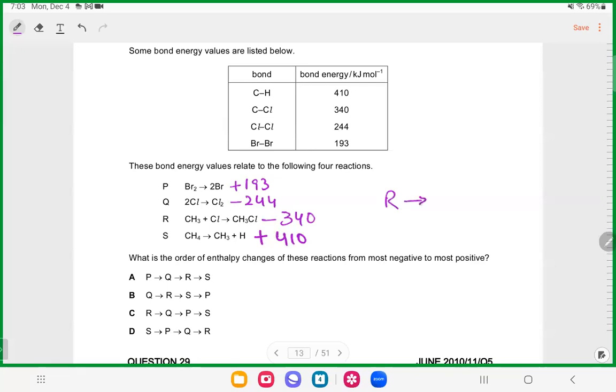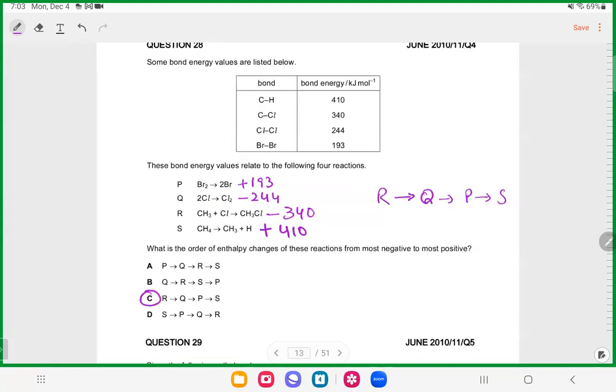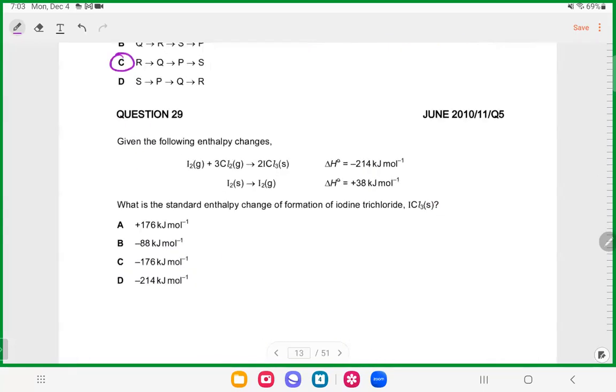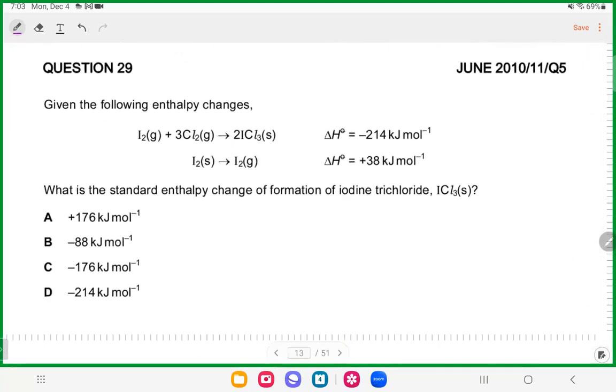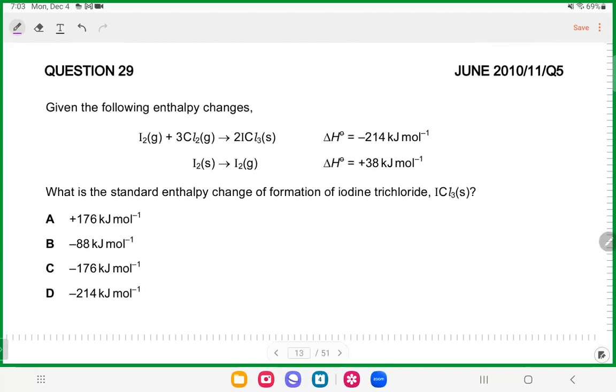R के बाद आपके पास आएगा Q. Q के बाद आएगा P, और P के बाद आएगा S. The answer is C. ठीक है? In this question, they are just checking that you have a concept of bond breaking and bond formation, which value is endothermic, which value is exothermic. Same question, ठीक है?